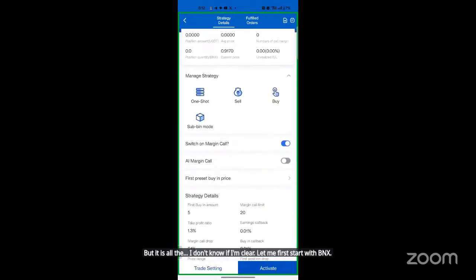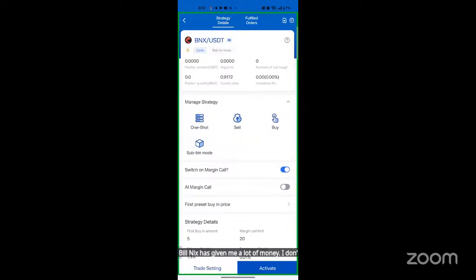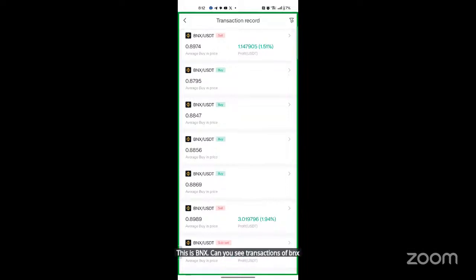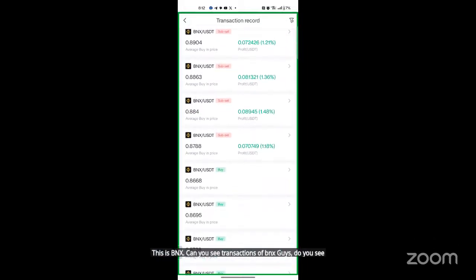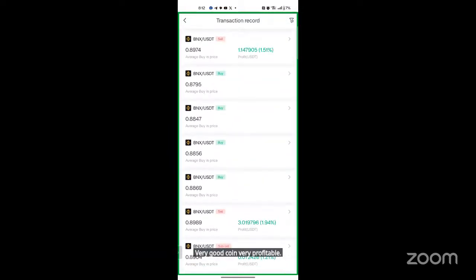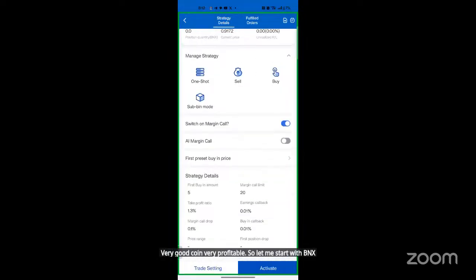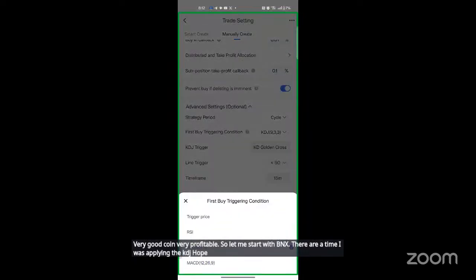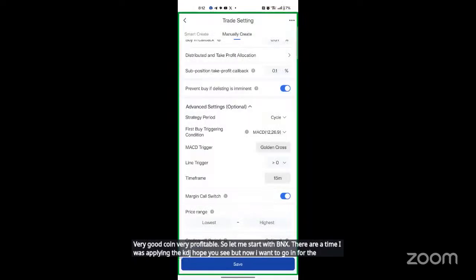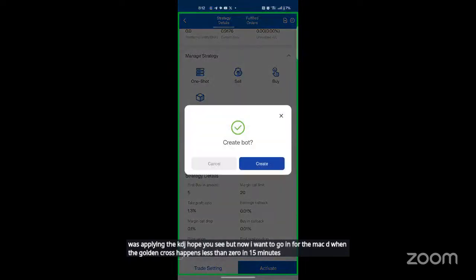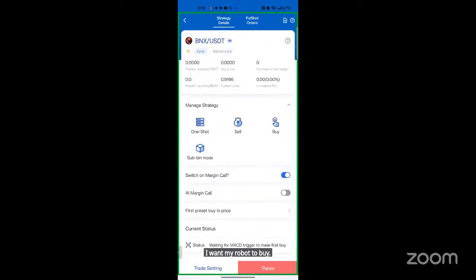BNX has given me a lot of money. I don't know why I ran away. This is BNX. Can you see transactions of BNX? Guys, do you see? This was BNX. Very good coin, very profitable. So let me start with BNX. The other time I was applying the KDJ, but now I want to go in for the MACD. When the golden cross happens, less than zero, in 15 minutes, I want my robot to buy. So as simple as that.